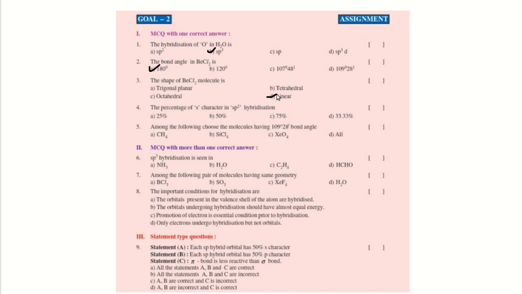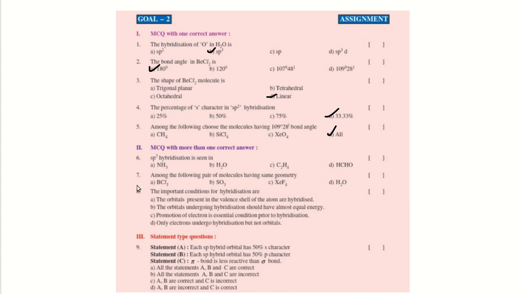The percentage of s character in sp2 hybridization is 33.33. And among the following, choose correct molecules having 109 degree 28 minutes. The bond angle, that is all are having the same bond angle.